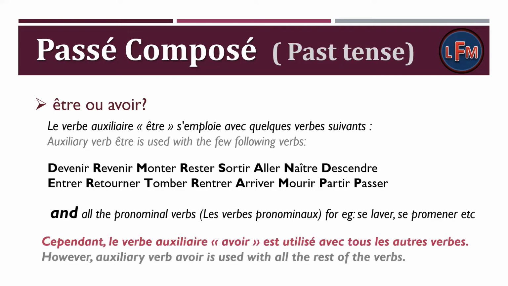Cependant, le verbe auxiliaire avoir est utilisé avec tous les autres verbes. However, auxiliary verb avoir is used with all the rest of the verbs. So, all these verbs plus all the pronominal verbs will go with être and all the rest of the verbs will go with auxiliary verb avoir. So here in this video, we are going to learn the formation of passé composé with être.